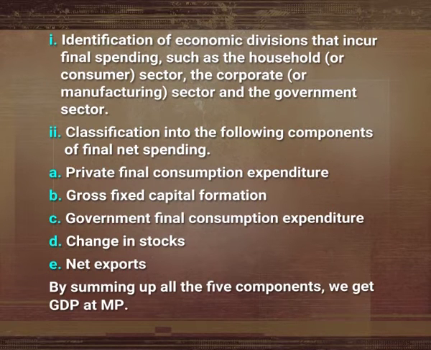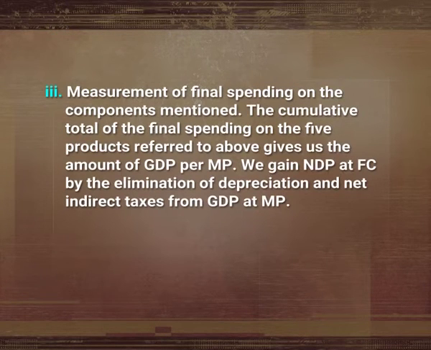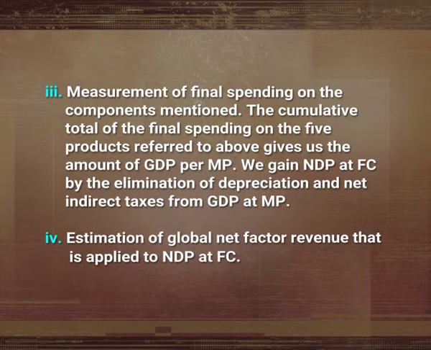By summing up all the 5 components, we get GDP at MP. Point number 3, measurement of final expenditure on the components mentioned. The cumulative total of the final expenditure on the 5 components referred to above gives us the amount of GDP at MP. We gain NDP at FC by the deduction of depreciation and net indirect taxes from GDP at MP. Point number 4, estimation of net factor income from abroad, that is added to NDP at FC.